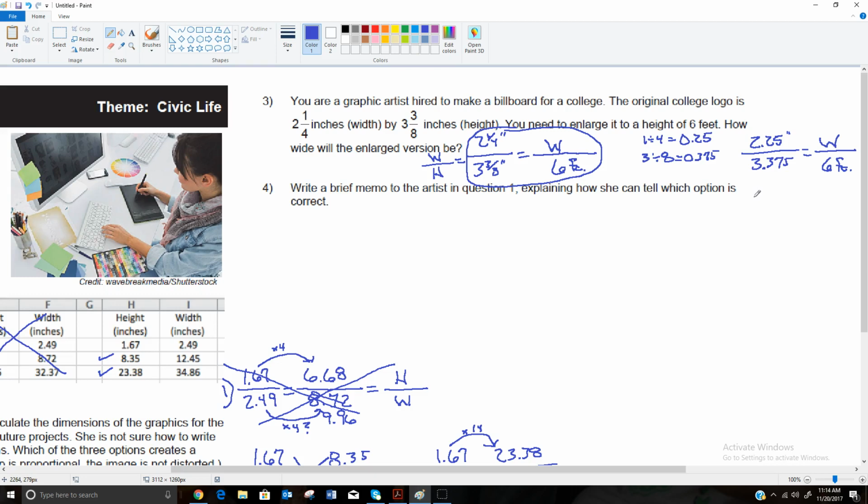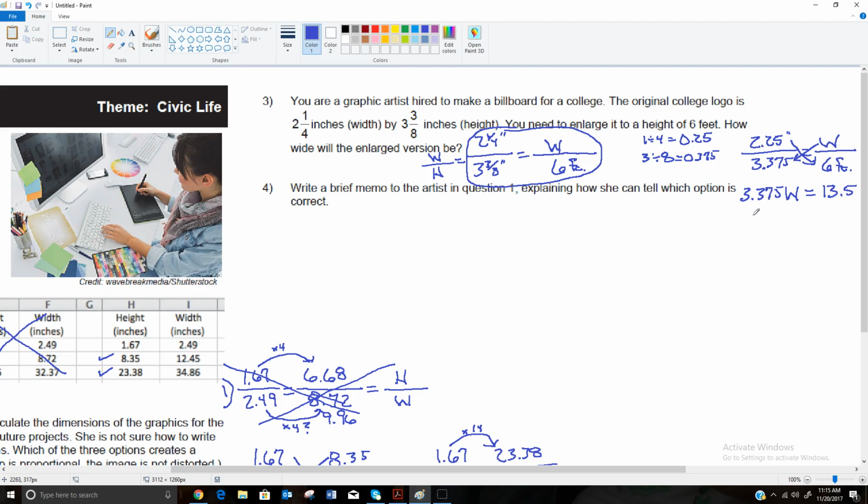There's more than one way to do this, but I think the easiest way is the cross multiplication. So I'm going to show that. So we could cross multiply here. You get 3.375 times W. We don't know what that W is, so we just have to leave it W. And if I go this way, 2.25 times 6, I get 13.5.